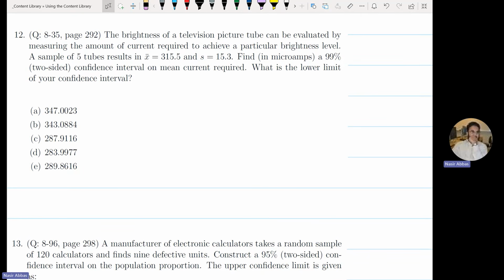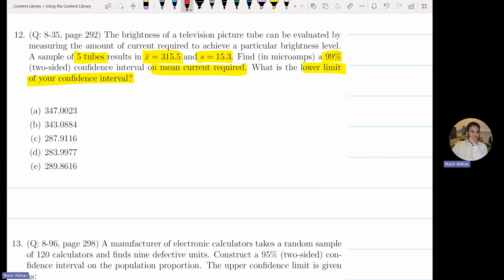The brightness of a television picture tube can be evaluated by measuring the amount of current required to achieve a particular brightness level. A sample of 5 tubes resulted in X bar to be 315.5, S is 15.3. Find a 99% confidence interval for the mean current, mu. What is the lower limit of the interval?